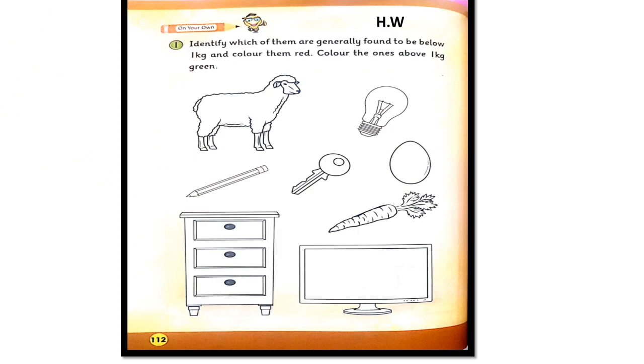Okay, now turn the page. Page 112, exercise on your own. Question number 1. Identify which of them are generally found to be below 1 kilogram and color them red. Color the ones above 1 kilogram green. Sort out the objects which can be below 1 kilogram. Color them red, and the objects which are above 1 kilogram, color them green. This is your homework.